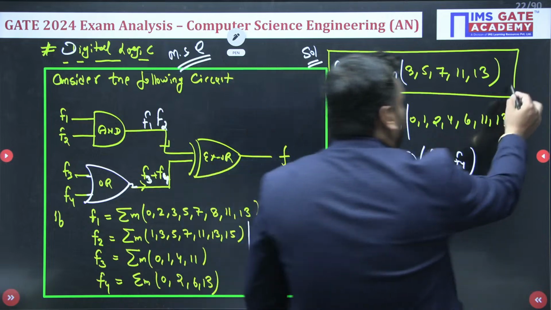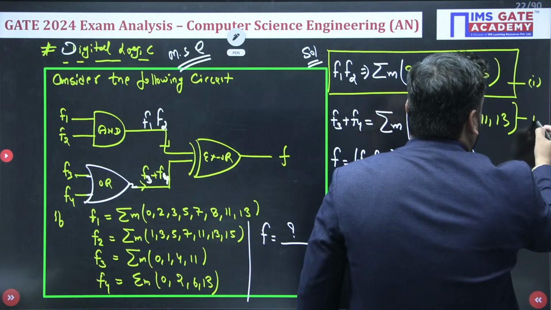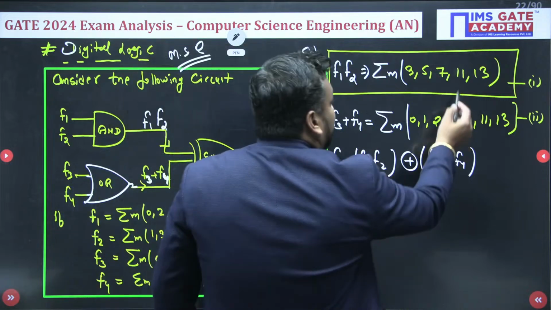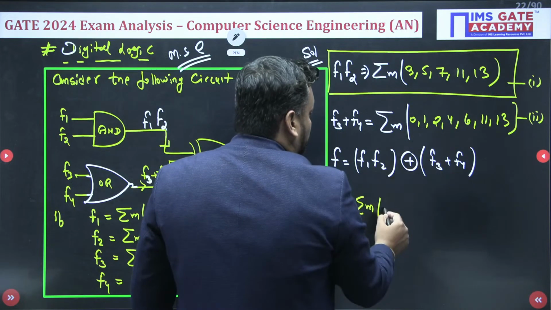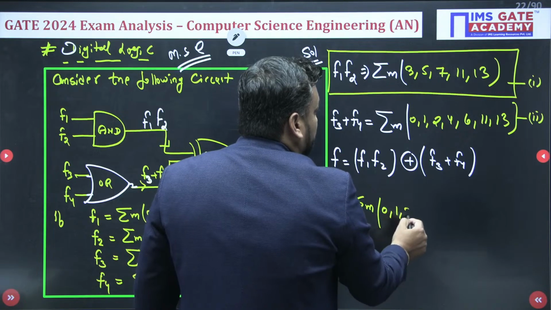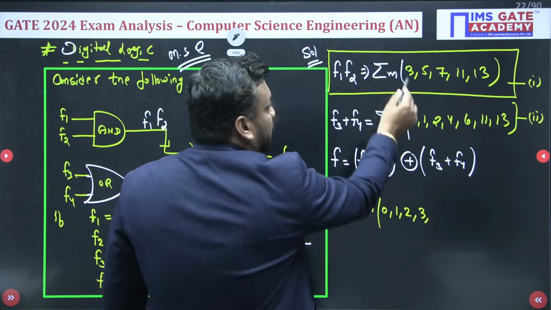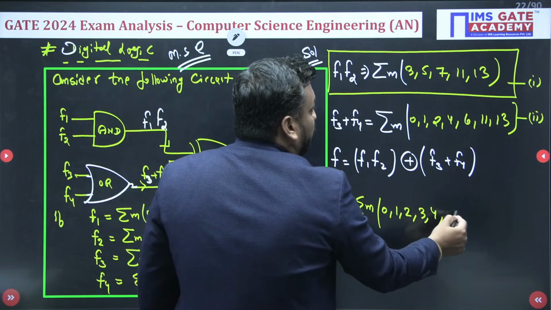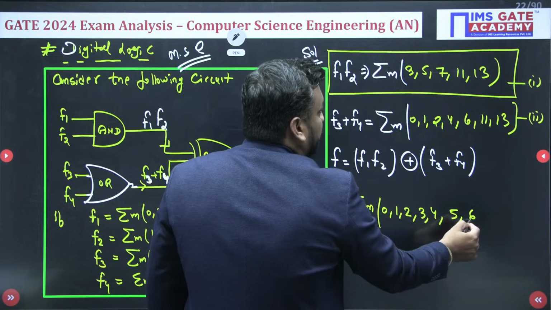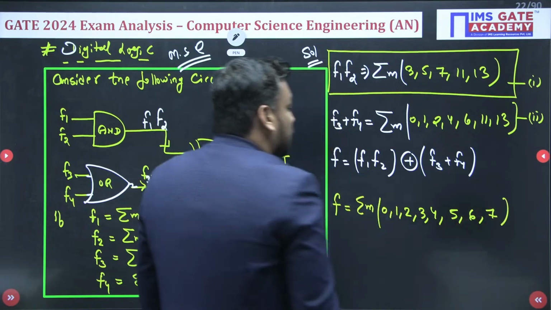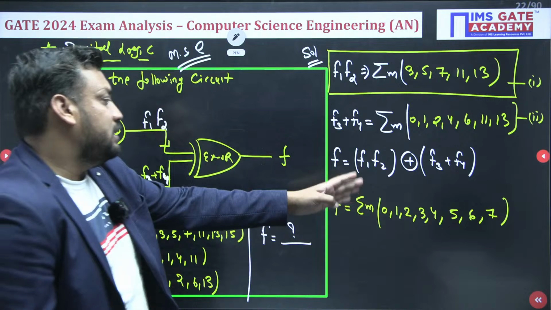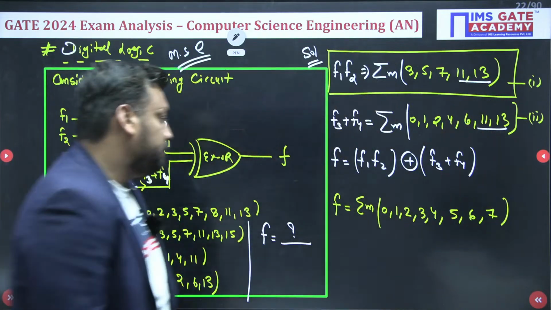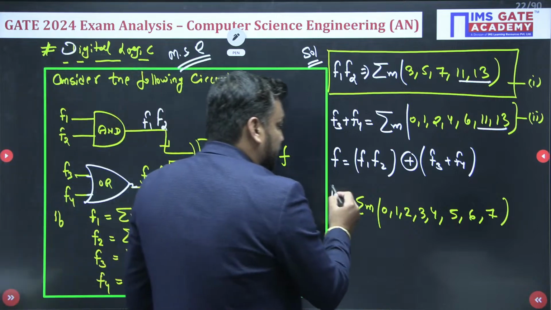Where? In equation 1 and equation 2. Let me take equation 1 and this equation 2. You can say that 11 and 13 are common, the rest are not common. So the answer will be 0, 1, 2 will come, 3 will again come, 4 will also come since it is not common, 5 will come, 6 will come, and 7 will also come. So 0, 1, 2, 3, 4, 5, 6, 7 will come, and 11, 13 are common, so will not come. So this is your one answer, guys.